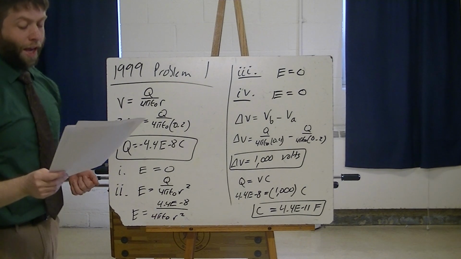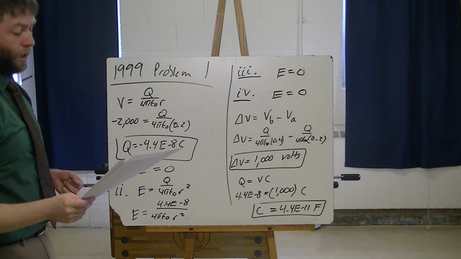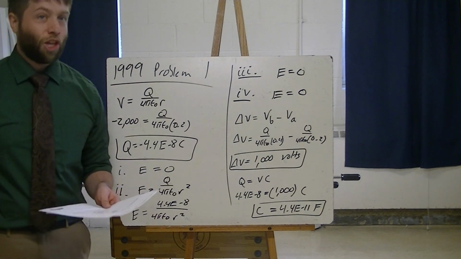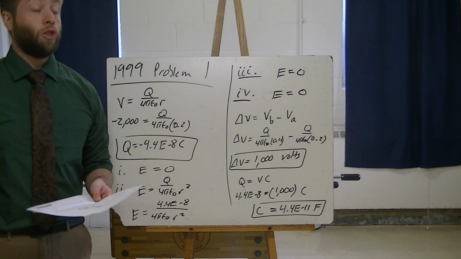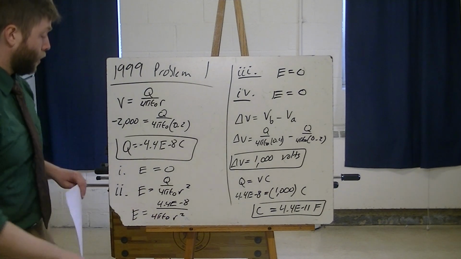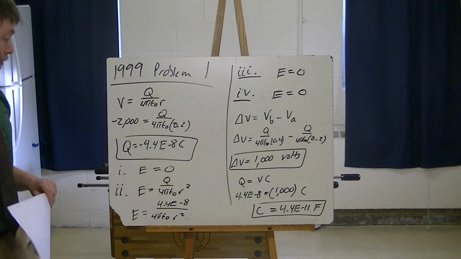Okay? Determine the magnitude of the electric field in the following regions as a function of distance r from the center. Okay, in the first region, you're inside of a conductor. You guys should remember that there is no electric field inside of a conductor, so in the first region, the electric field is going to be 0. There's a point right there.